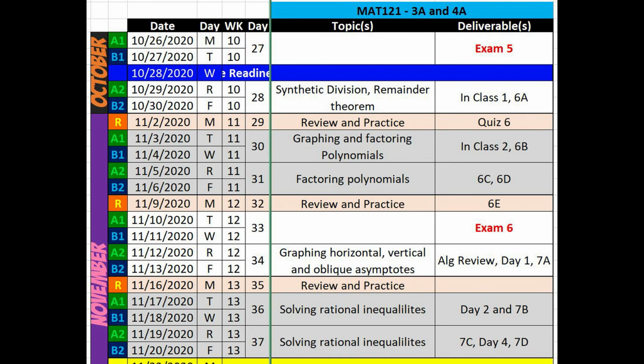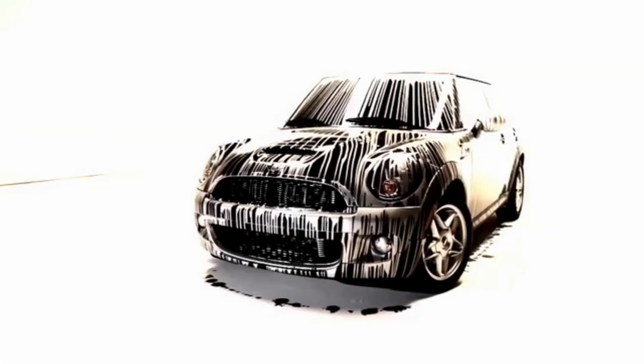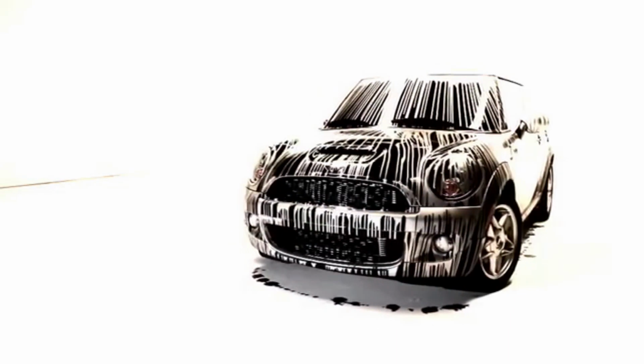I guess the main things for this chapter are graphing the rational functions, and a bit of inequalities, and then just inversely and directly proportional, which is kind of easy if you're able to do that worksheet. So like I said, give it a try, and if you get stuck, let me know.